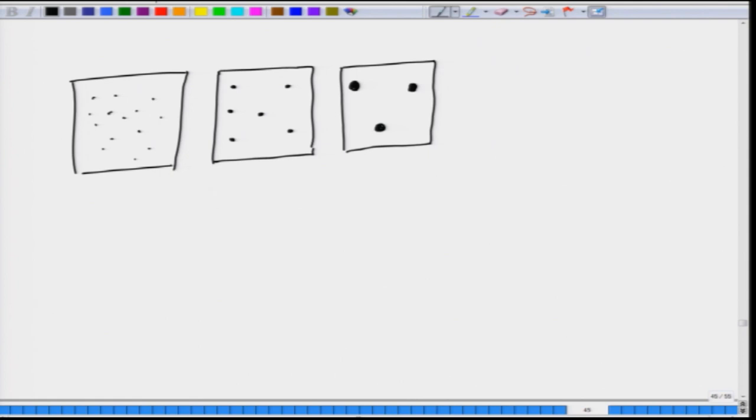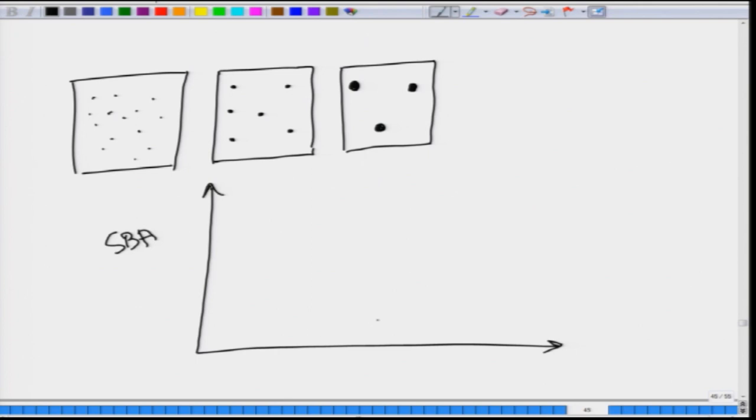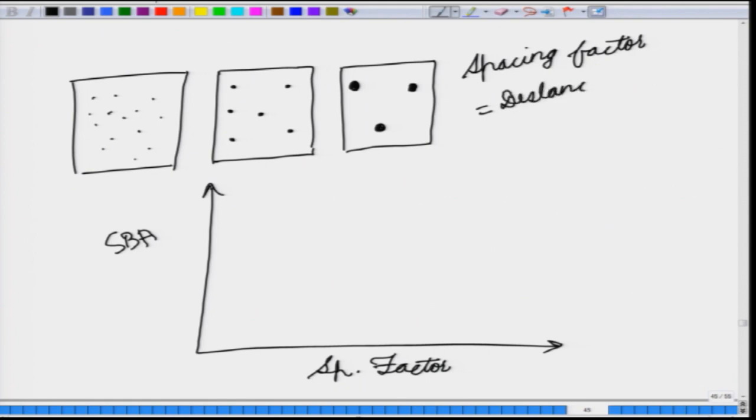So, what we mean to say is that the stand basal area is dependent, if you plot a relation between the stand basal area and the spacing factor. Now, you define a spacing factor as distance divided by the DBH of these trees.